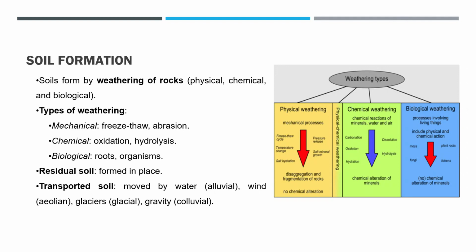After weathering, we have two types of soil based on the position or location of the soil. If the soil is present in the place where it is formed, or it is present in its parent rock, it is termed residual soil. If the soil is transported to some place by some means, it is termed transported soil. If the soil which is weathered is transported by means of water, we call it alluvial soil. If it is transported by means of wind, we call it aeolian soil. If it is transported by means of glaciers, we call it glacial soil. And if it is transported by means of gravity, we term it colluvial soil.